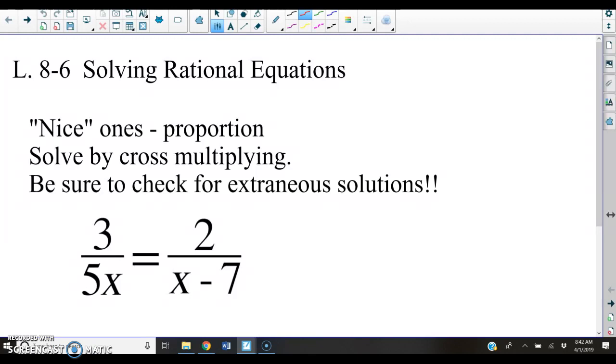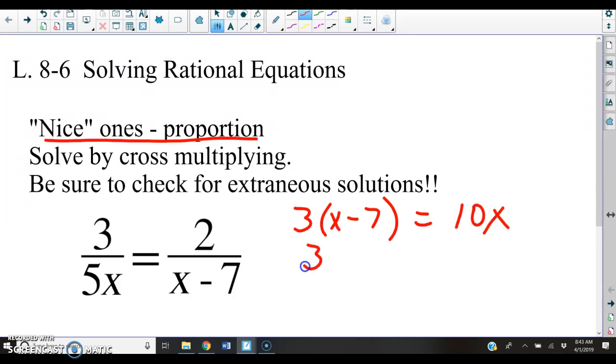Okay, the nice rational equations are simply proportions. And you know as well as I do how to solve proportions. You simply cross multiply, make an equation from your cross products, and solve that equation.